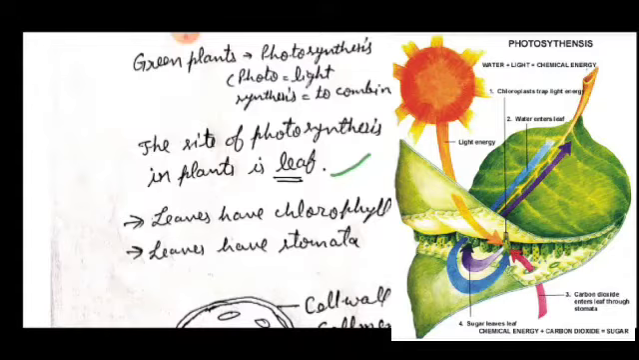Leaf has chlorophyll in it. Chlorophyll is a green pigment that gives green color to the leaves, and it helps in trapping the solar energy during the process of photosynthesis. Leaf has stomata. The stomata help in exchange of gases and transpiration. So these are the roles of the leaf.